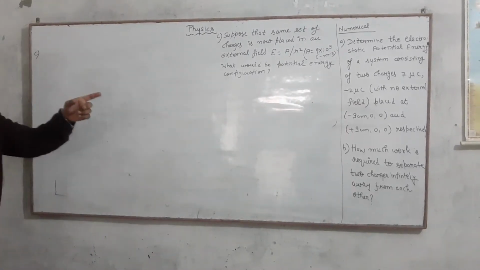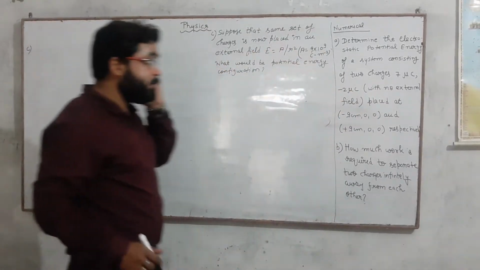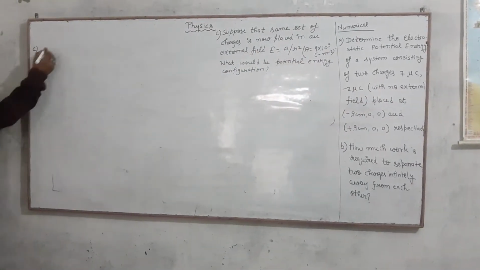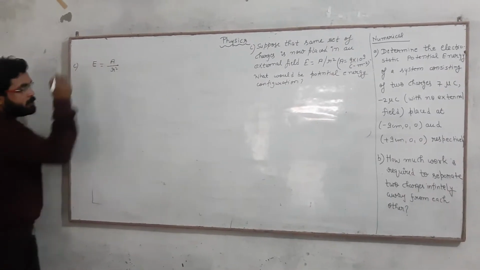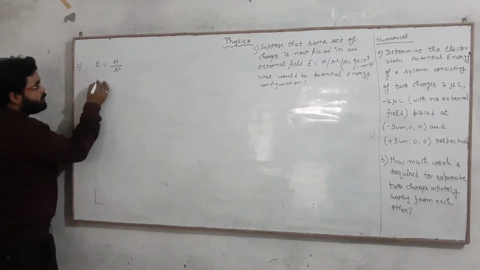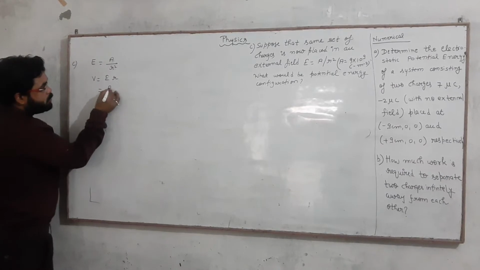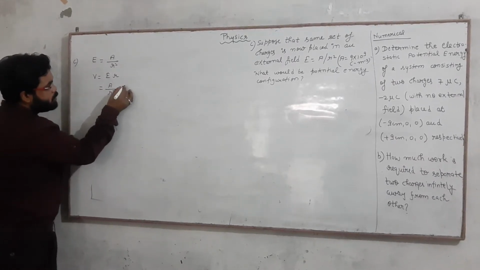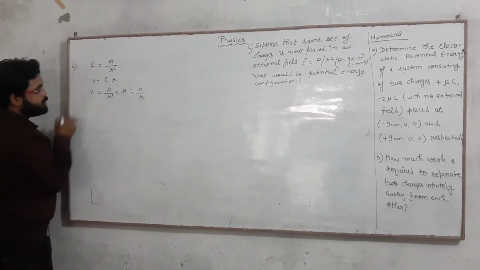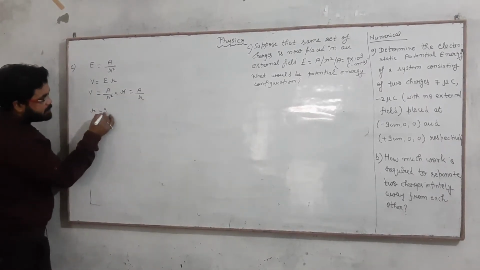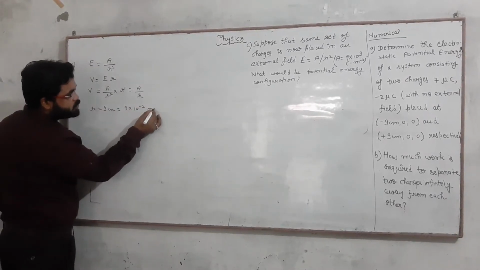So here you have noticed one point: with no external field, here is no external field, and here the external field is there. And the value of the external field is A by R square. Fine. So if there is an external field, then V is equal to, I have told you, E into R. So it is A by R square into R. So V will be A by R. And R is what? R is 9 centimeter, meaning 9 into 10 to the power minus 2 meter.